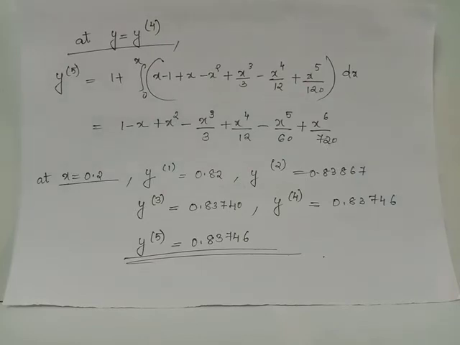When you give x = 0.2 in all these approximations, we get the particular values of each approximation at the point x = 0.2. Notice that the fourth approximation and fifth approximation values at x = 0.2 are exactly the same, considering 5 decimal places.